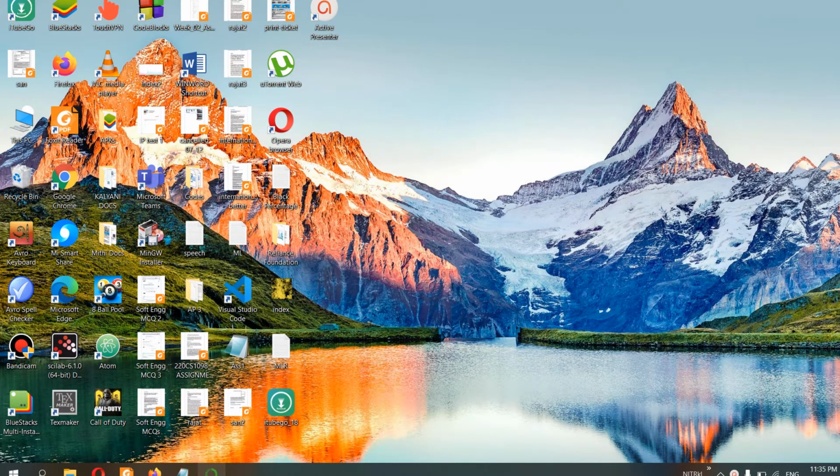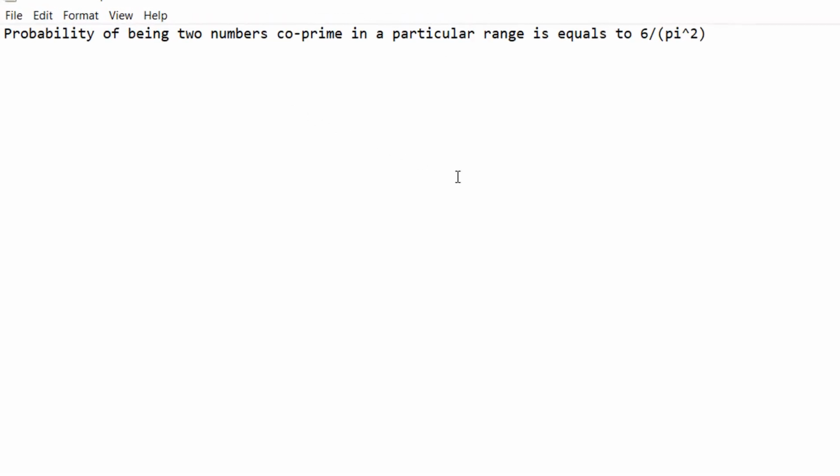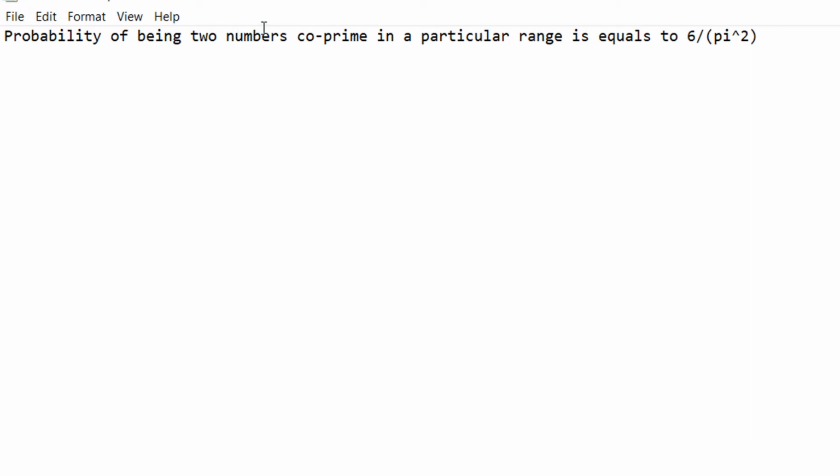Today I'm going to show you one very interesting fact about pi and the probability of two numbers being co-prime. Let's see the equation first. Not the equation, the fact. The probability of two numbers being co-prime in a particular range is equal to 6 by pi square. You already know the meaning of co-prime.